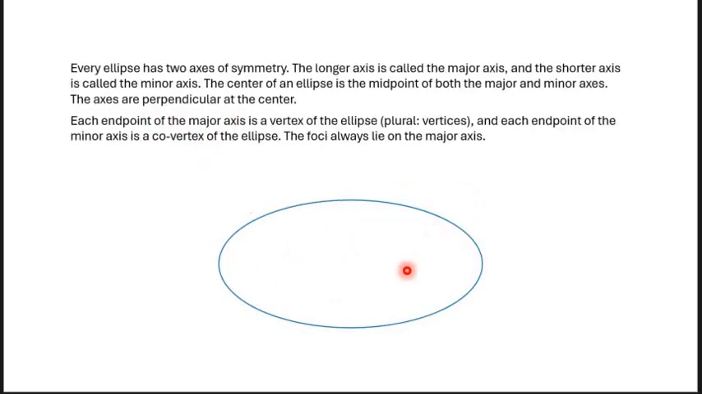Let's talk about the anatomy of an ellipse. Every ellipse has 2 axes of symmetry. The longer axis of symmetry is called the major axis, and the shorter axis of symmetry is called the minor axis. The center of an ellipse is the midpoint of both the major and the minor axis. So that's the center of the ellipse there. The axes are perpendicular at the center, so they form a 90-degree angle at that center intersection.